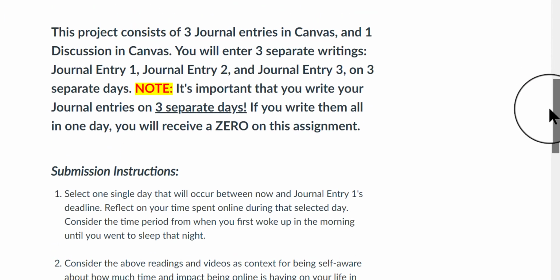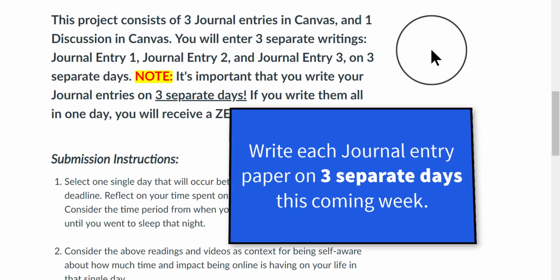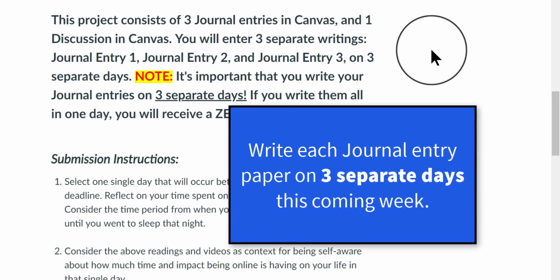As you get down into the submission area, what you're actually going to turn in, please be sure to read everything carefully as always. This project consists of 3 separate journal entries that you're going to make into Canvas. So you're going to write 3 very short papers, kind of. They're not research papers exactly, they're more reflective, so that's why we're calling them journal entries. You're going to write 3 different ones on 3 separate days: journal entry 1, 2, and 3.